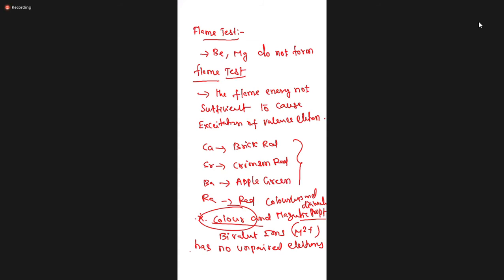What about magnetic property and color property? Generally, alkaline earth metals form bivalent ions. There are no unpaired electrons. That's why it is colorless, and it is diamagnetic in nature.